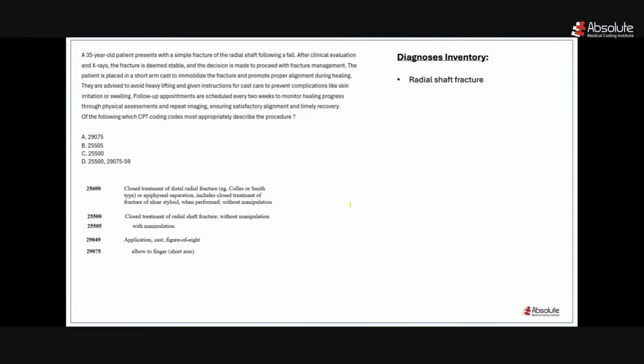So we have a patient with a radial shaft fracture, and a radial shaft fracture treatment was performed. Option A, 29075, is coding for application of the cast, elbow to finger. Now, coders, can we use this code in this scenario? What do you think? Let me know in the chat. Can we use application of the cast in this scenario?